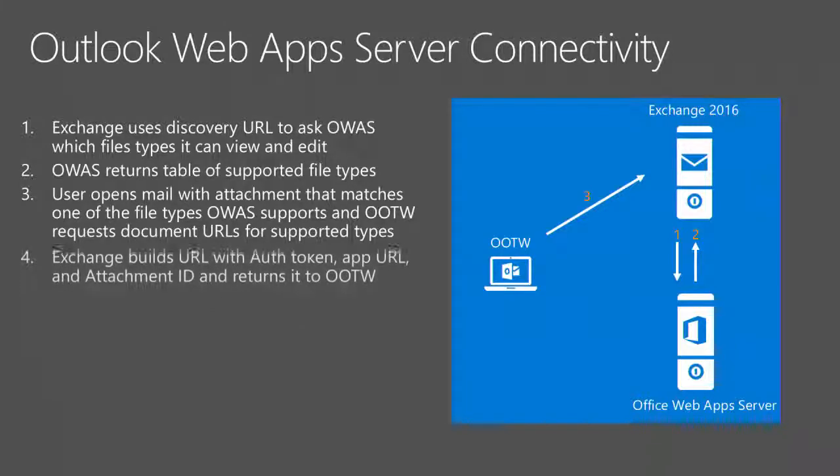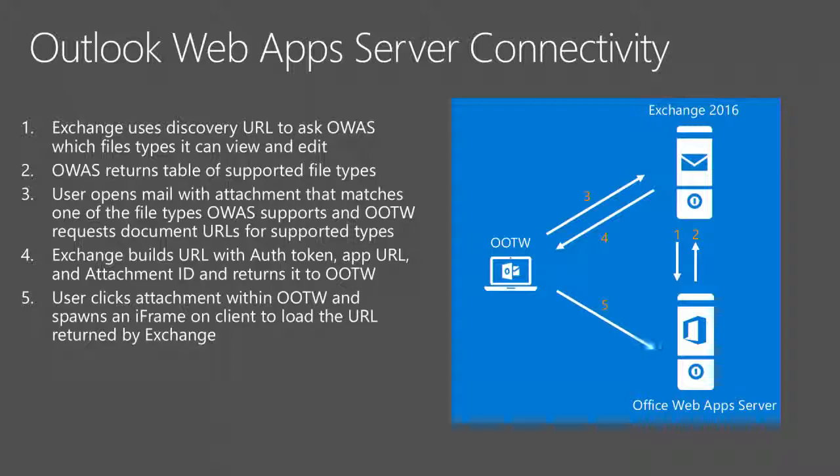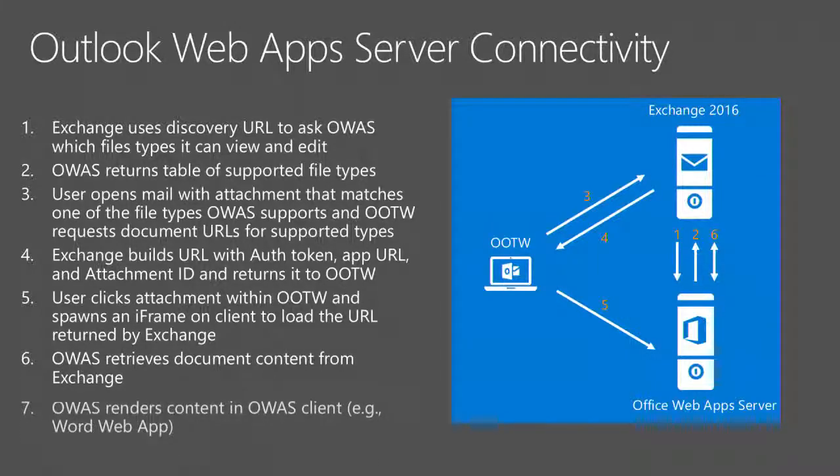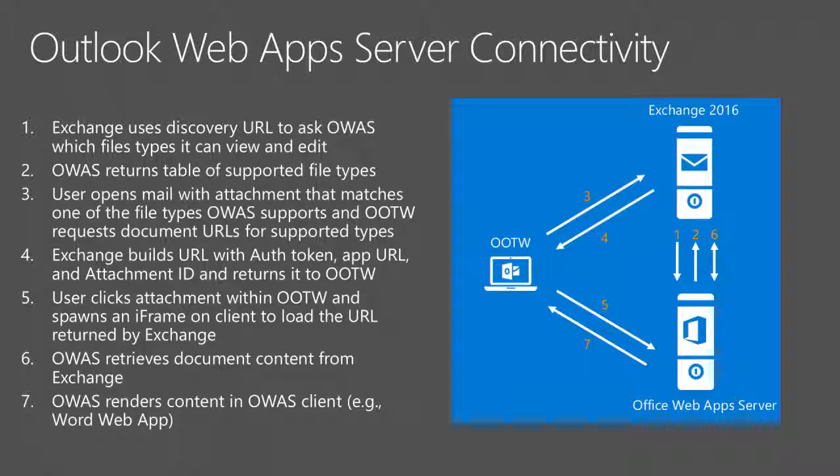And if they chose view, then Exchange is going to build a URL complete with an OAuth token that contains the user's credentials. That token will get sent to the OWASP server, which will look up the user's credentials and, assuming they have rights to do that, build the rendering in an iframe next to them, and then retrieve the document and render it fully within the Office Web Apps client, like Word Web App, PowerPoint Web App, and so forth.